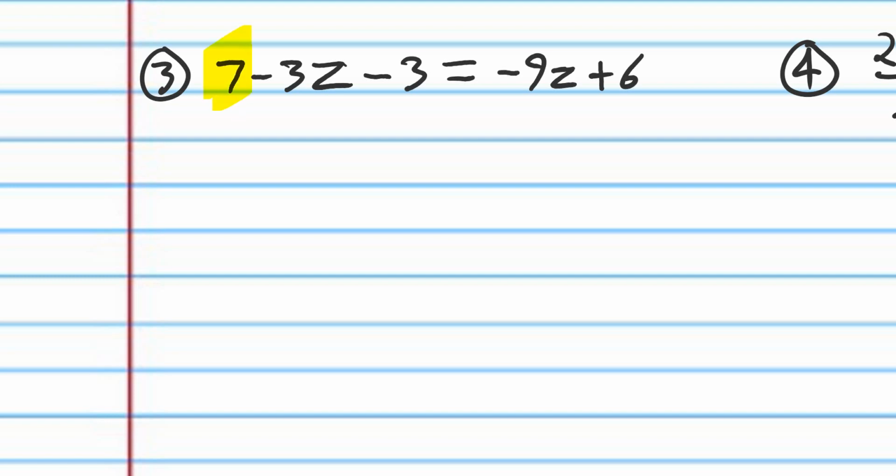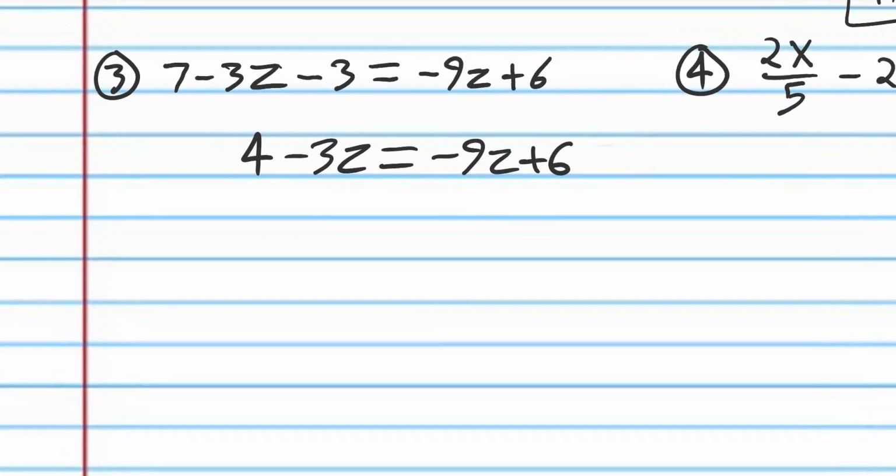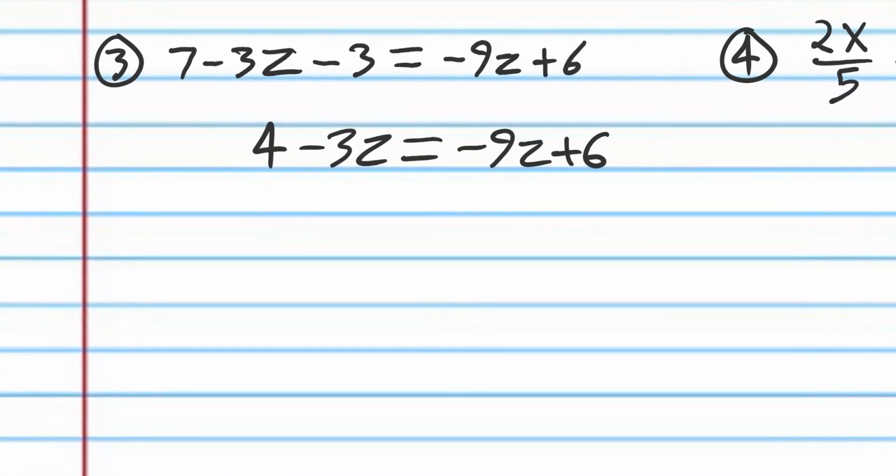So 7 minus 3 is 4. So I'm going to go ahead and write that. I can write it on the left side of the 3z, the negative 3z, or the right side. And then I'm just going to rewrite that expression on the left side. So now, all I did was I just simplified. If you can, you always want to simplify in the first step.